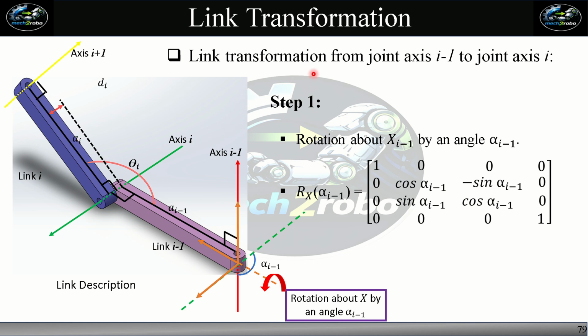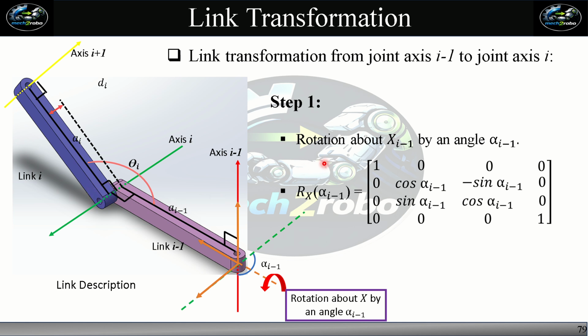So link transformation is simply the transformation from joint axis i minus 1 to i. First we assign a frame about this joint axis i minus 1. This is our z axis, this is the x axis, and this is the y axis. So the first step is to reach this joint axis i.